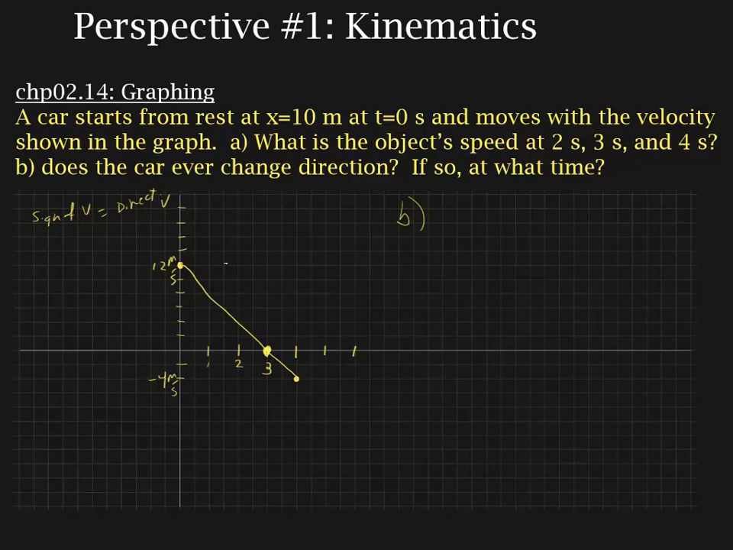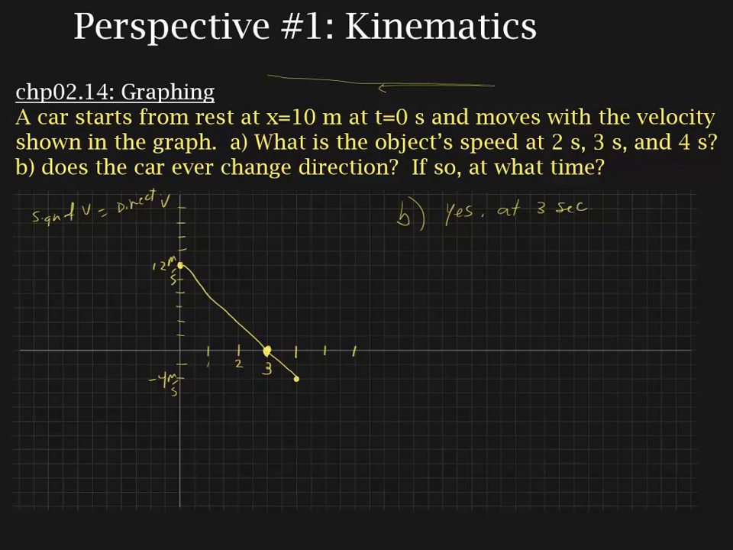So this object, if we were to look at what was happening in a straight line, would have been moving in this direction very quickly, slowing down, stopped, and then started moving back in the other direction. So for question B, we would say yes, and that would be at 3 seconds.